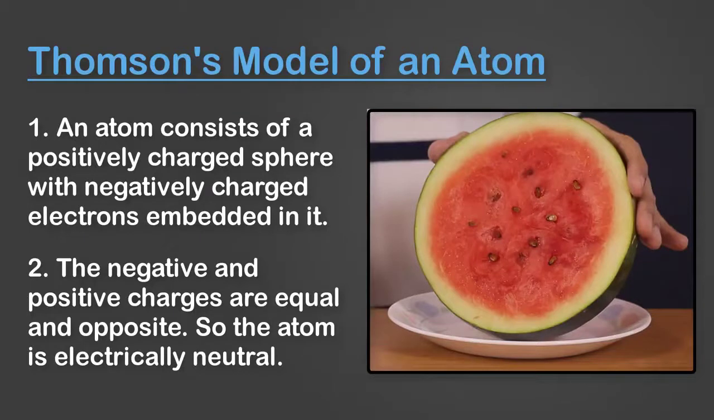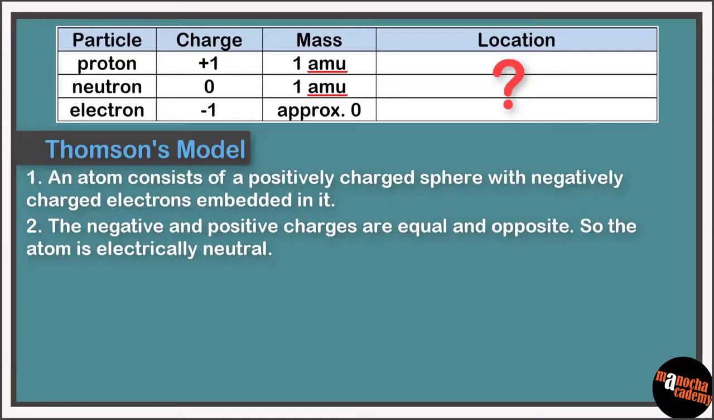Thomson's model of an atom was: an atom consists of a positively charged sphere with negatively charged electrons embedded or stuck in it, and the negative and positive charges are equal and opposite. So the atom is electrically neutral. Let's add Thomson's model to our concept board.